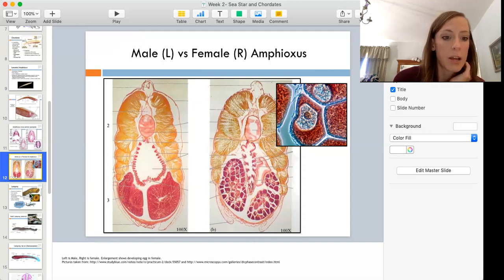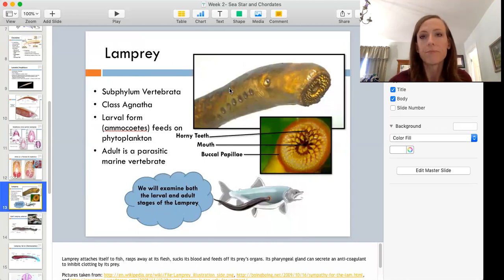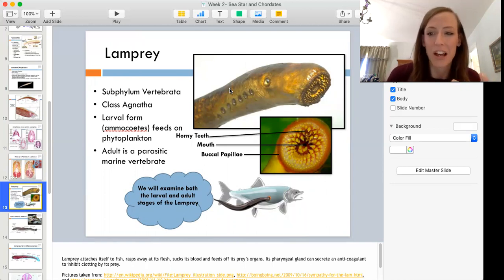Now we're going to move on to the lamprey, which we look at in the adult as well as its larval form. So this is the adult lamprey. I feel like these are very interesting organisms because they're kind of grossly interesting, scary in a way. As an adult, they're parasites and they live in lakes and streams, and they attach to fish, and occasionally could attach to a human if they were swimming.